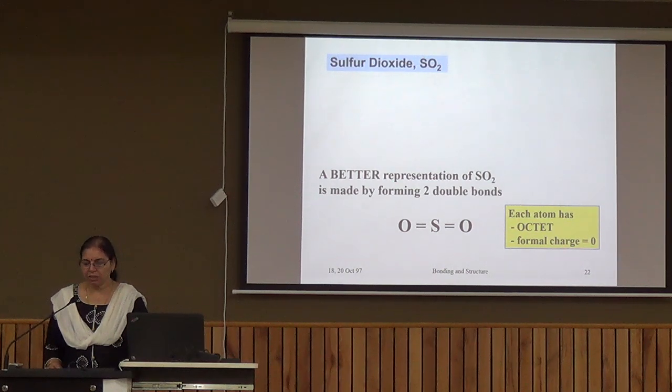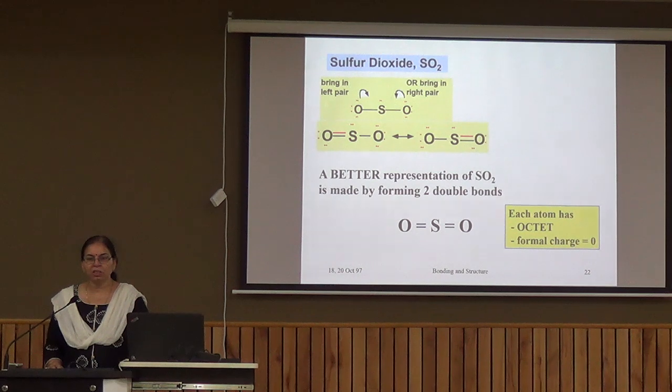A better representation of sulfur dioxide is made by forming two double bonds like this. Each atom has an octet, formal charge 0. Formal charge is the charge present on a particular atom in a molecule. Formal charge we will discuss later.